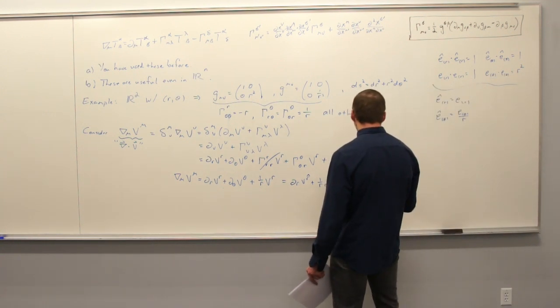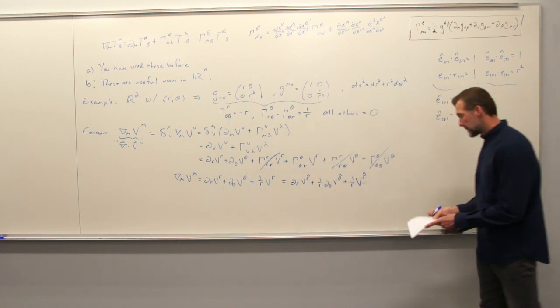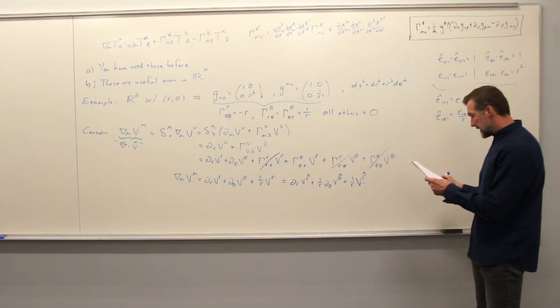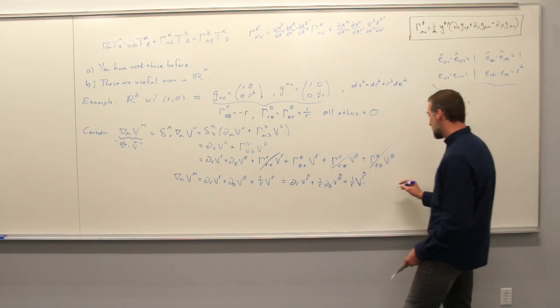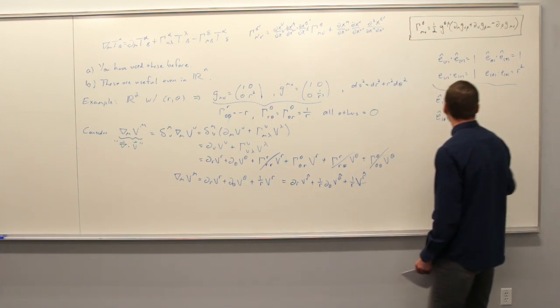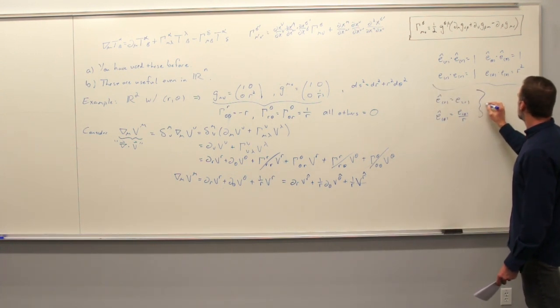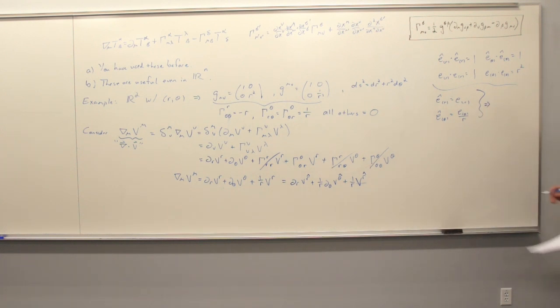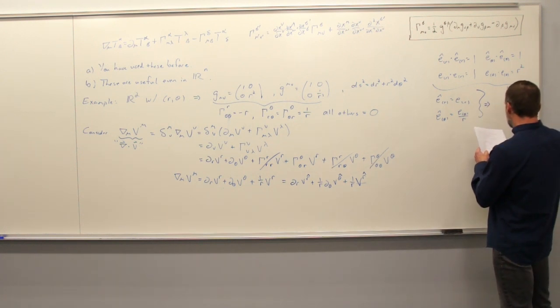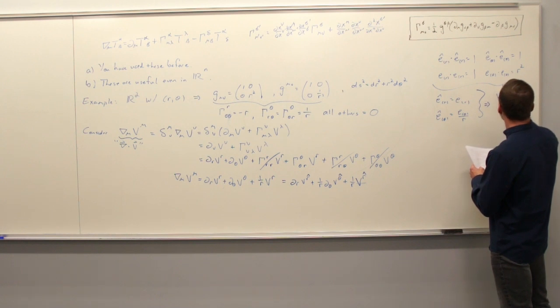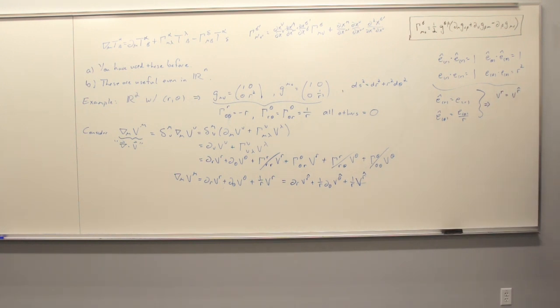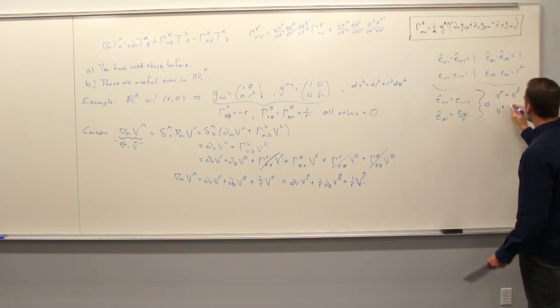So now if I come down here, I'll just say this. This then implies that the R component of a vector is the same as the R hat component of a vector. So it doesn't matter for the R components whether you work in the coordinate basis or the normalized basis. But for the theta components, you get a factor of 1 over R.